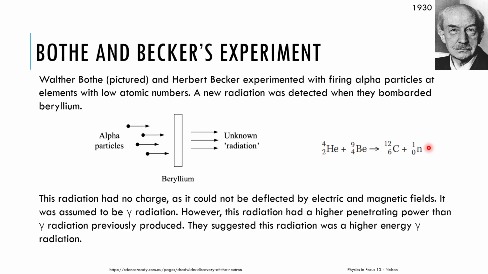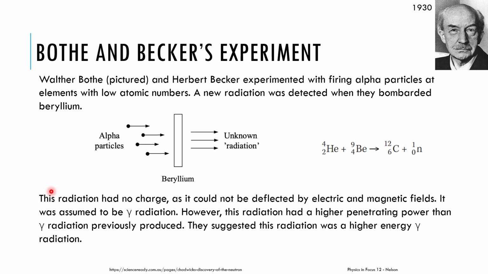Bothe and Becker only understood this, though, as some sort of radiation. And when trying to identify it, they had a lot of trouble. The biggest issue being that the radiation had no charge. What that meant was it wasn't being deflected by electric and magnetic fields, and thus they assumed that this new type of radiation was gamma radiation.